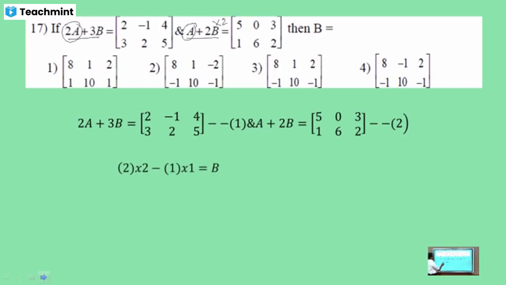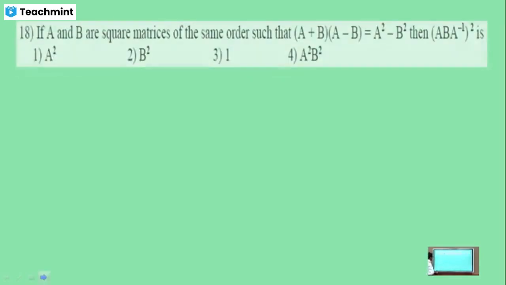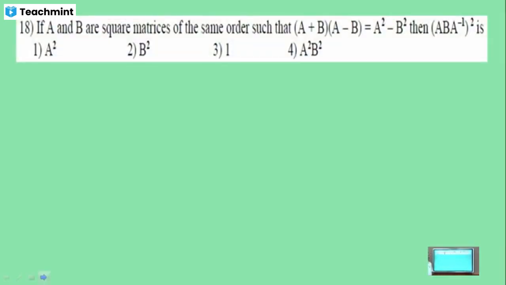So second equation into 2, first equation into 1, and then what do we get? We get equation B. Agree? 2A minus 2A is 0. 4B minus 3B equal to what? B. When I simplify that, the solution is answer 3. We have to multiply and simplify. We have already done such a problem, so I am not redoing it.